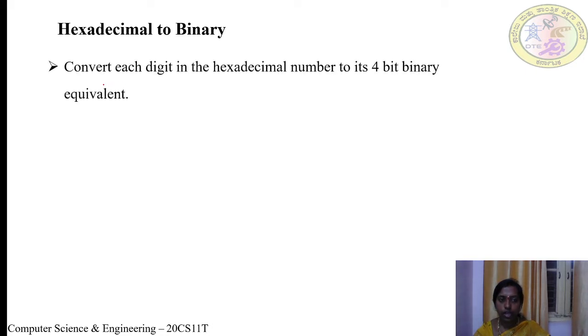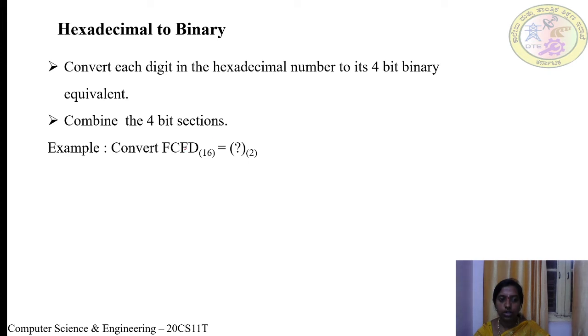Take the first step, convert each digit in the hexadecimal number to its 4-bit binary equivalent. Take every digit of the hexadecimal number and convert into 4-bit binary equivalent. Second step, combine the 4-bit sections. Example, convert FCFD base value 16 into its binary equivalent.